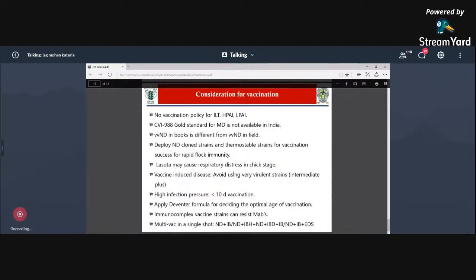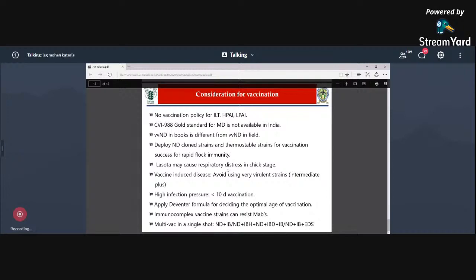Next slide. Yeah. Now I will come to the part which is important for the startup, for the industry. There are some points: we don't have any vaccination policy for ILT, infectious laryngotracheitis, hydropericardium, and low pathogenic avian influenza. Now, there are some obvious reasons.